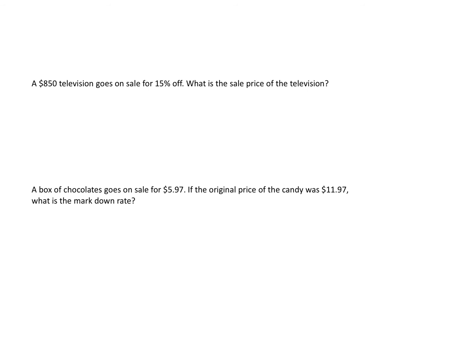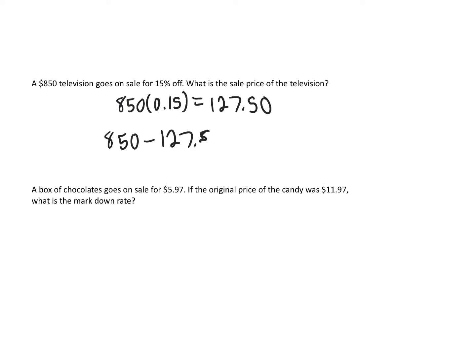We can also do percent decrease, so something going on sale. So here, we take the 850, times it by the 15%, which is 127.50, and then we do 850 minus 127.50, which gives us 722.50 for the sale price.